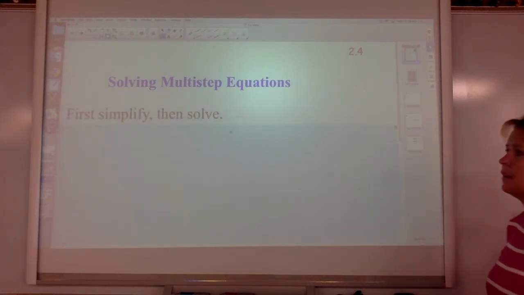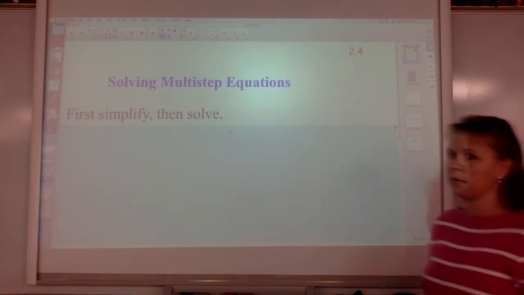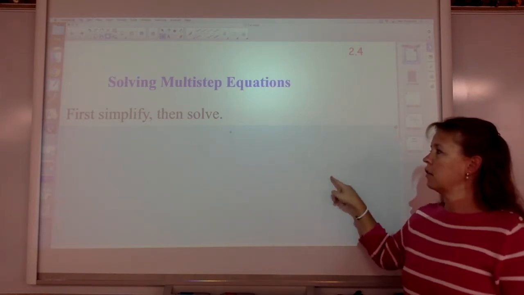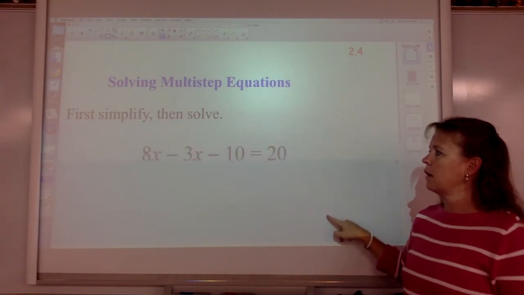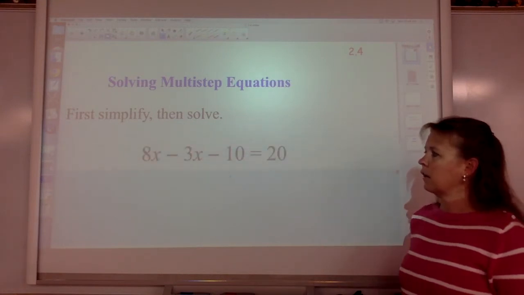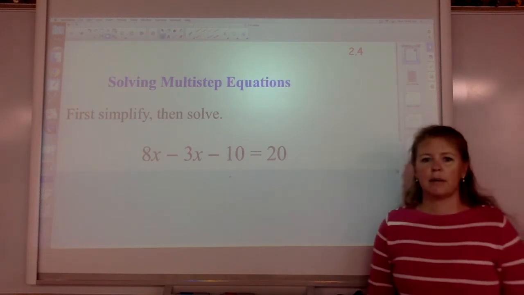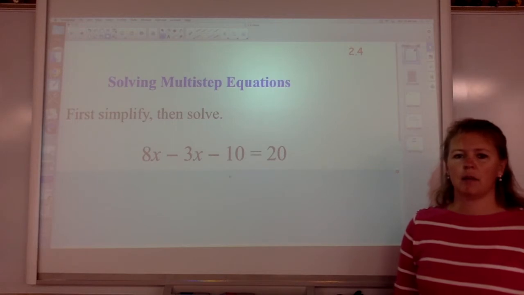To solve multi-step equations, you're going to be asked first to simplify, then to solve. First simplify, then solve. So it's going to take more steps. You can go ahead and take a look at this the way it's written. 8x, write it down, minus 3x minus 10 equals 20.